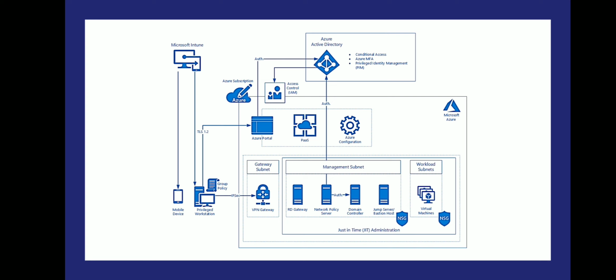Now, the jump server. Once successfully authenticated, the RDP connection is encrypted using TLS, transport layer security, and then sent through the encrypted IPsec tunnel to the Azure VPN gateway, through the RD gateway, and on to the jump server. From the jump server, the administrator can now RDP or SSH to workload machines as specified in the JIT request. So this is how you set it up.